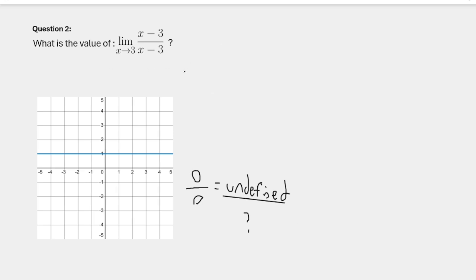All right, cool. So we tried to use substitution and we came up with nonsense. So we can say that f of 3 is equal to undefined.